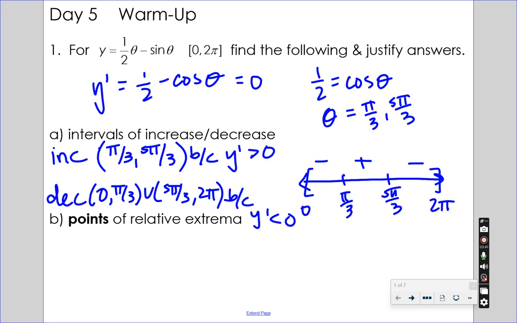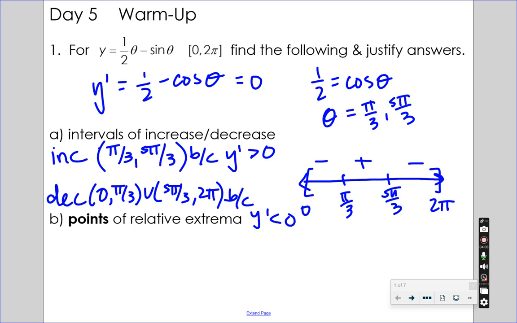Notice I'm using parentheses for everything, even though it was brackets in my interval. Just as a rule of thumb, anytime you're giving intervals of anything, just use parentheses every single time. The reason is that we don't say that something's increasing or decreasing at a singular point. It's always over an interval. So, yeah, and it's neither increasing nor decreasing at those values anyways.